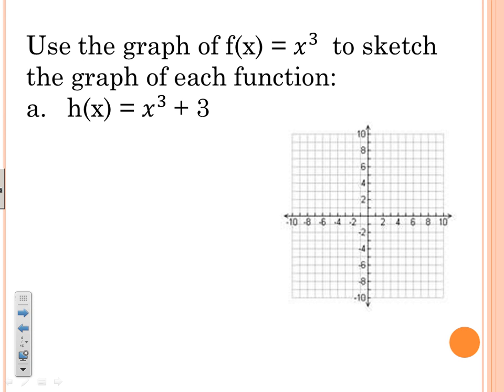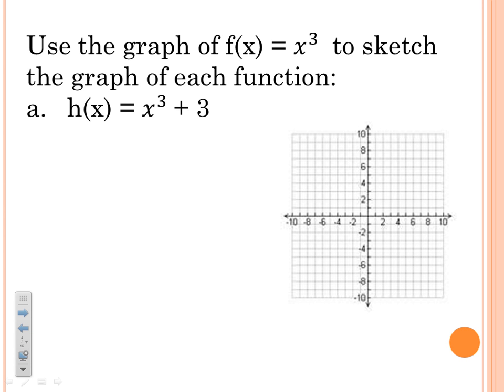So let's take a look at this one. All right, so use the graph of f of x equals x cubed to sketch the graph of each function. Now, if you turn back real quick to page 202, okay, you can quickly find what f of x equals x cubed should look like. In the parent function section in the middle there, it was graph f. All right, so it's kind of that curvy one that's symmetric about the origin. Now, what we're going to be doing to it is adding 3 to it.